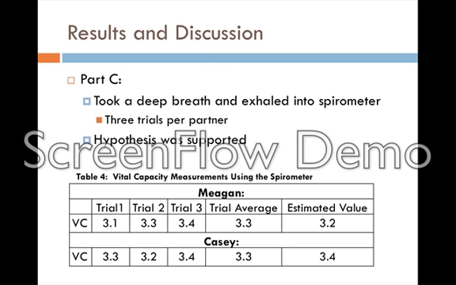The recorded measurements can be found in Table 4, as well as the average taken from all 3 trials, along with the general average of the public for each member's height, age, and gender. Since the average for all the trials for each member was approximately the same as the estimated value for our height, age, and gender, our hypothesis was supported by the data.